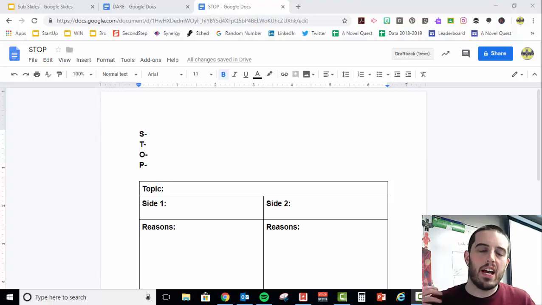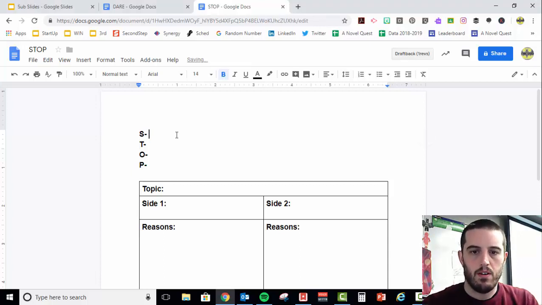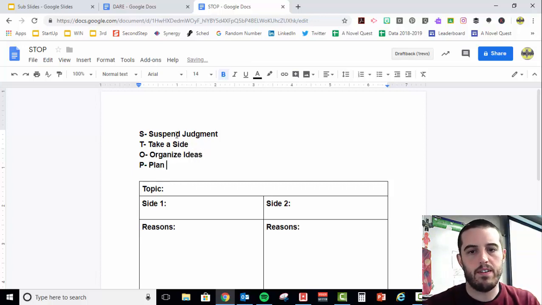All right, this is going to be a quick review of the STOP strategy. So, to start, we're going to suspend judgment, take a side, organize ideas, and plan more as you write.